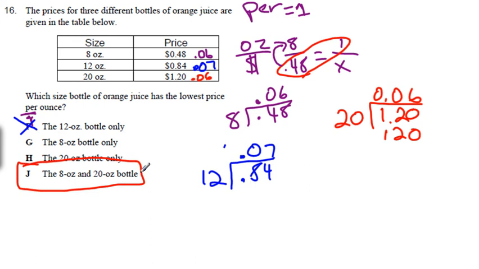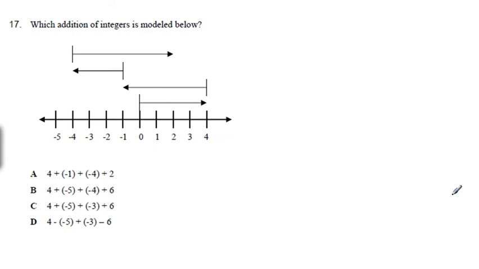Okay. Alright, and the last one. Which addition of integers is shown below? This one, it's a little silly in the way they set it up, but we're just going to work with it. Since it says addition, every term is going to be added regardless of which direction it's going. And we'll see how to make that work.